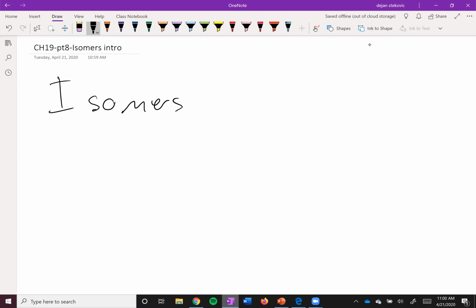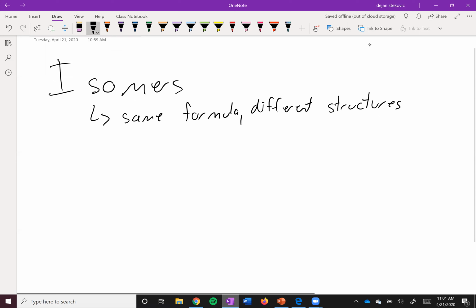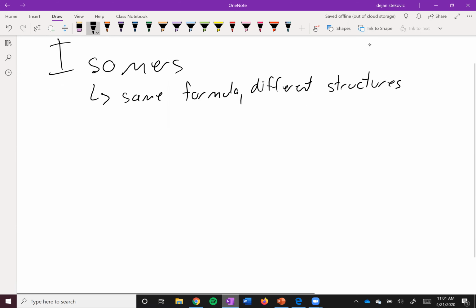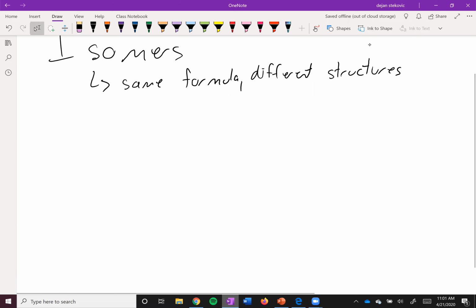All right, so thinking back to Gen Chem 101 again, you learned probably just briefly about isomers. So remember, isomers are things that have the same formula, but different structures. So we're going to learn a lot of different isomers here in these transition metal compounds.